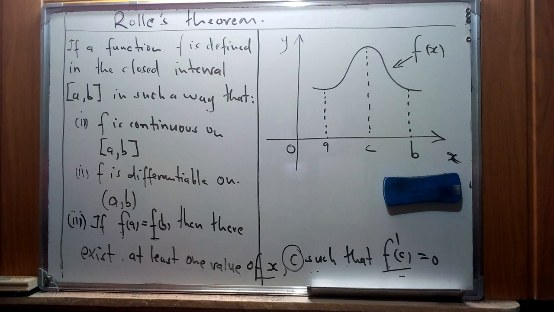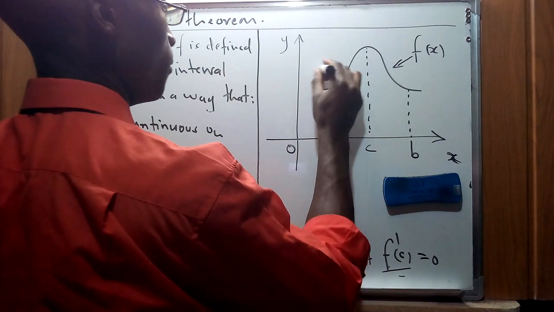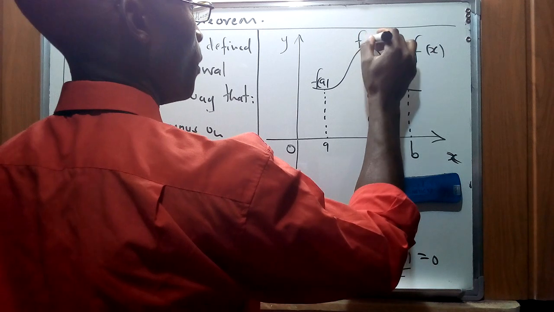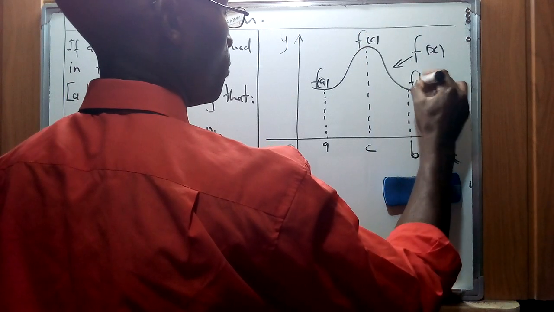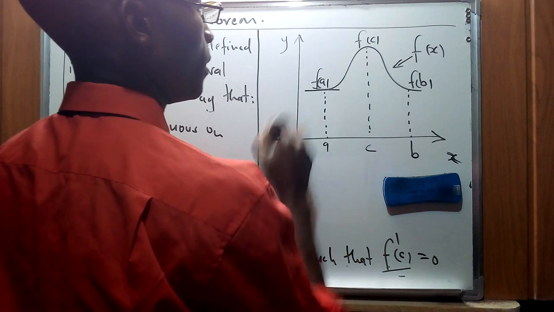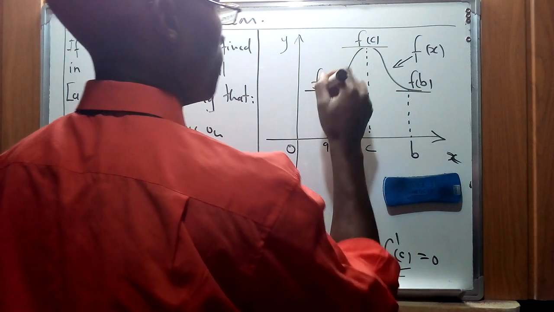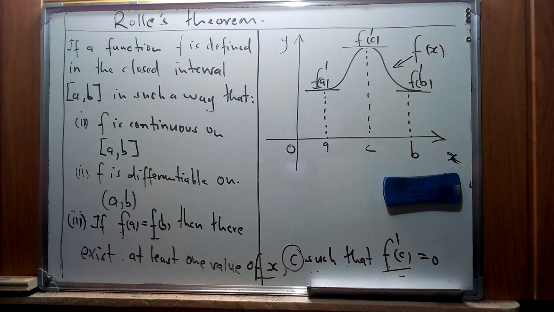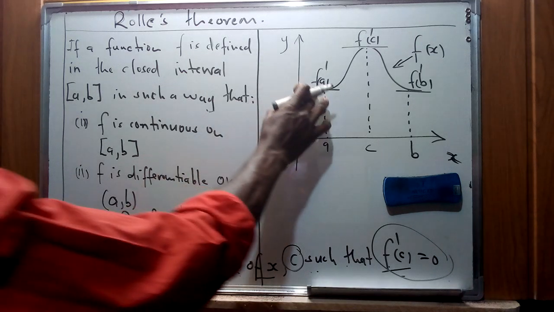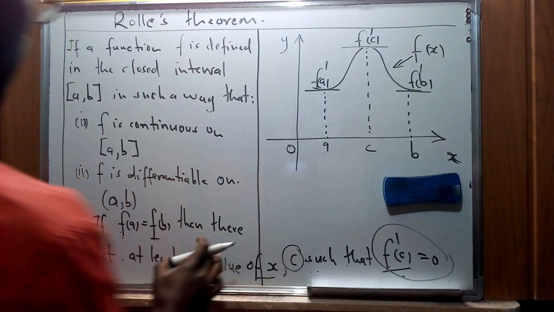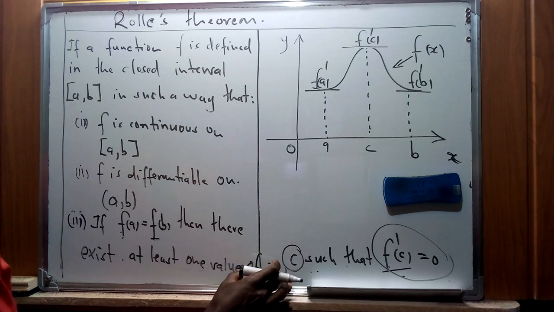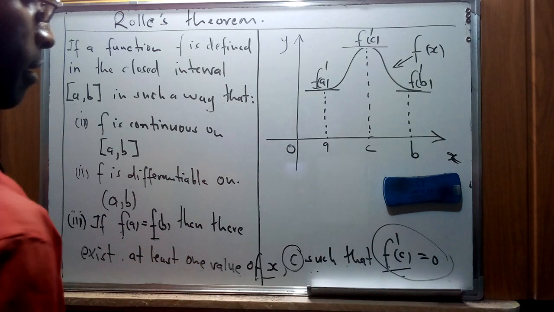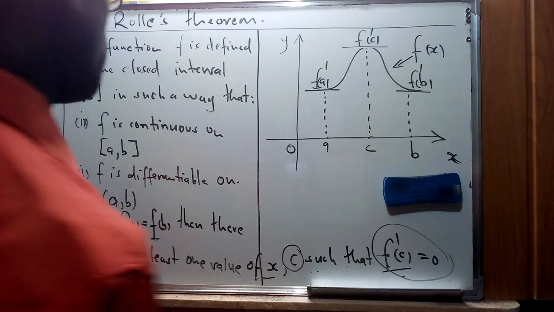So it implies that at these specific points we have f of a, f of c, f of b. The gradients or derivatives at these points can be defined as f prime of a, f prime of b, and f prime of c. And there is a condition given for Rolle's theorem for f prime of c, which states that if f of a is equal to f of b, then there exists at least one value of x, c, such that the first derivative at c is equal to 0.